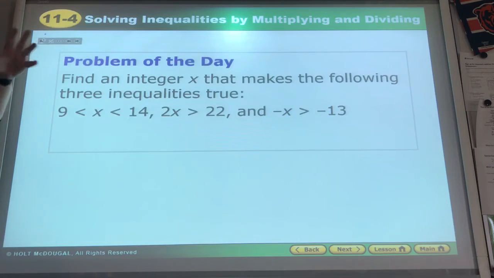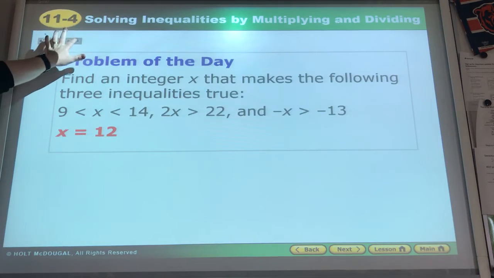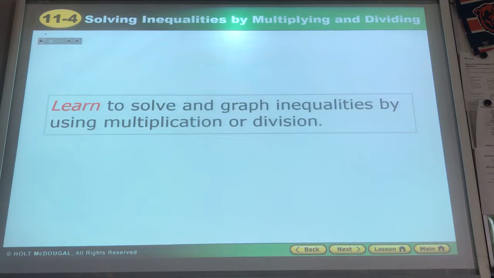All right? Find an integer x that makes the following three inequalities true. It's 12. Learn to solve and graph inequalities by using multiplication or division.